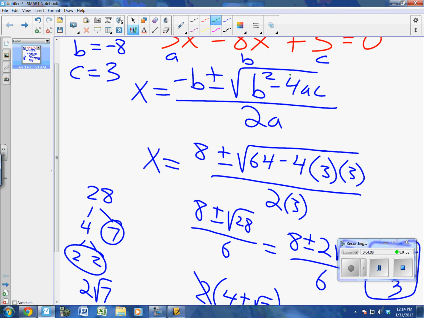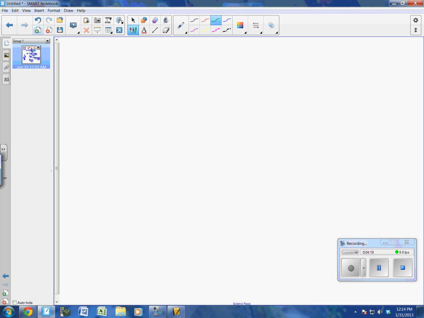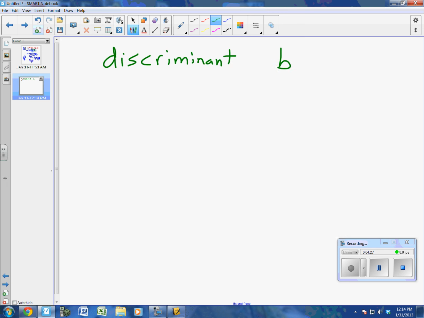You guys, this part of the quadratic formula is called the discriminant. Has everybody got that? The b squared minus 4ac, the part inside the square root. So, right here. I just wasn't sure how far we got. It is b squared minus 4ac. It's the part of the quadratic formula that is inside the square root.